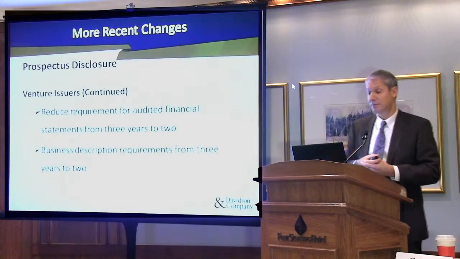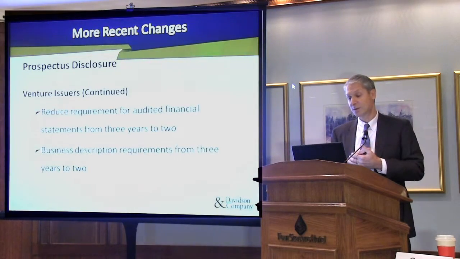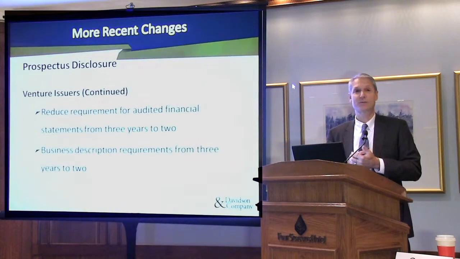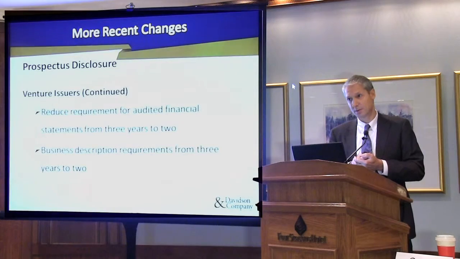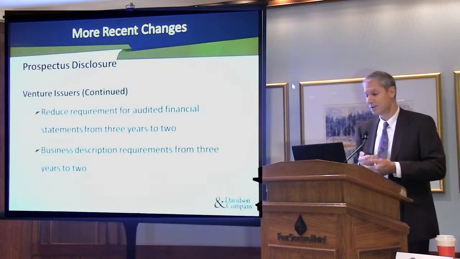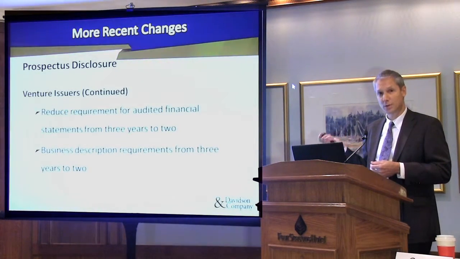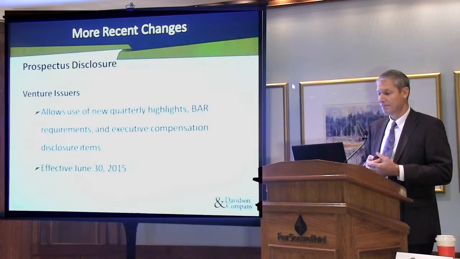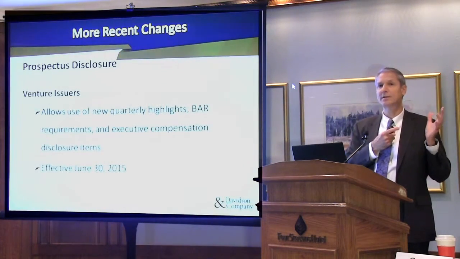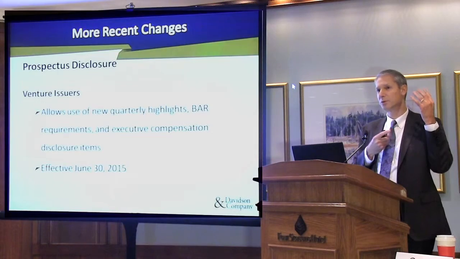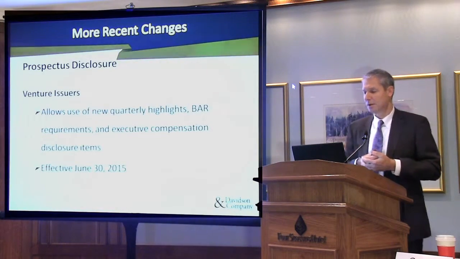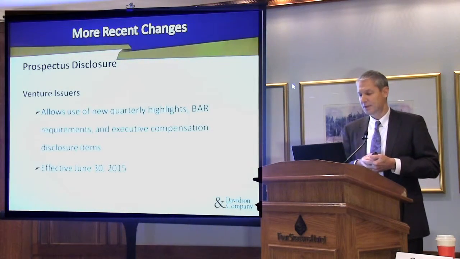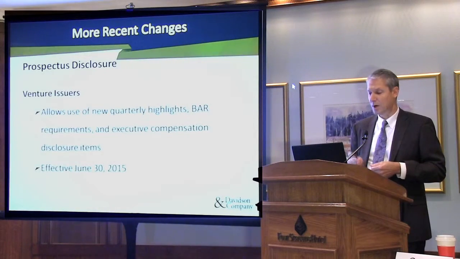Prospectus disclosure. Venture issuers, again, reduce the requirement from audited financial statements to be 2 years instead of 3 years. And the business description as well, 2 years. Allows that new quarterly highlights that we just went through, the potential 4 pages stuff, the BAR requirements and executive compensation disclosure as well.